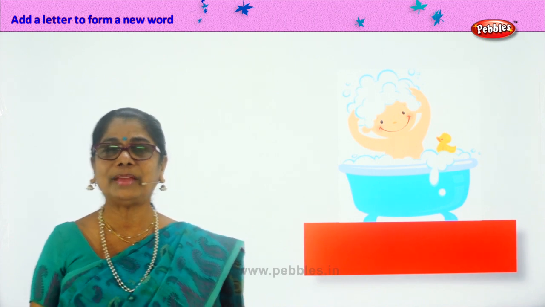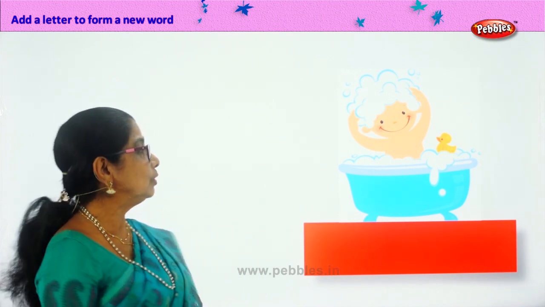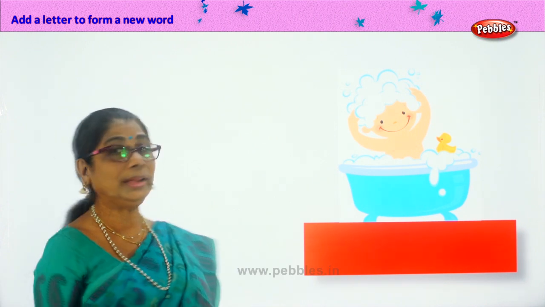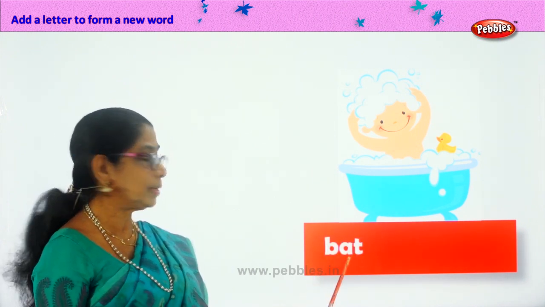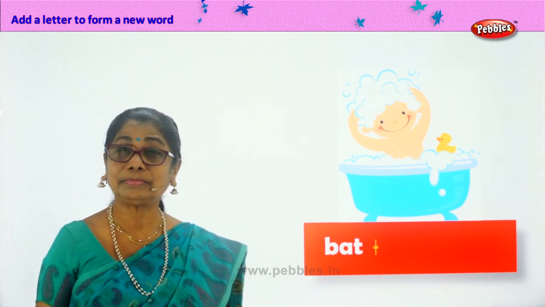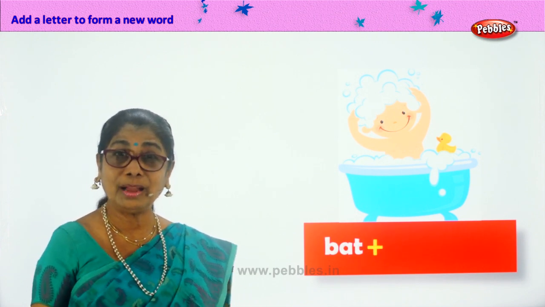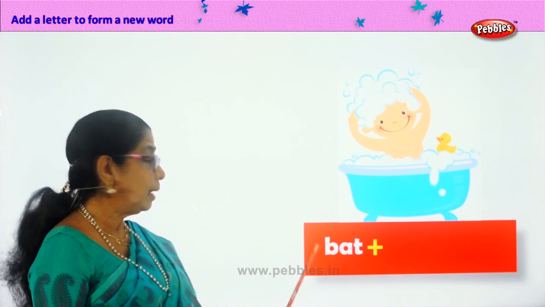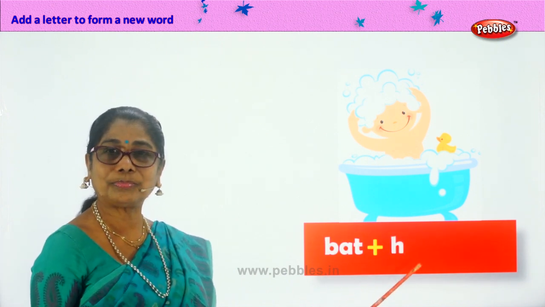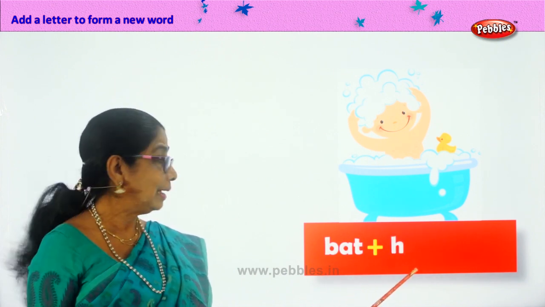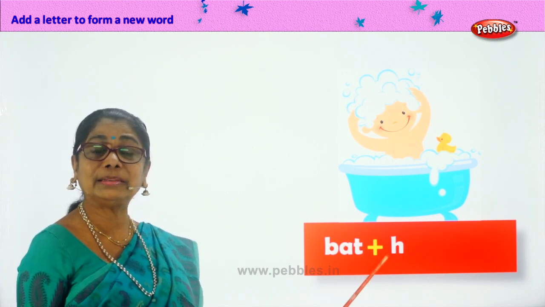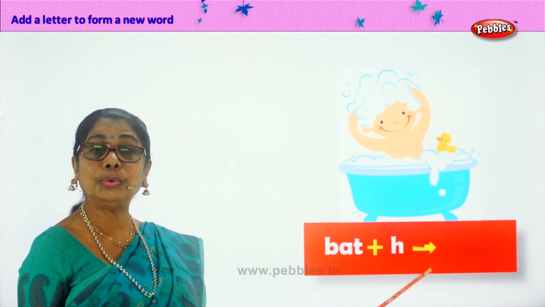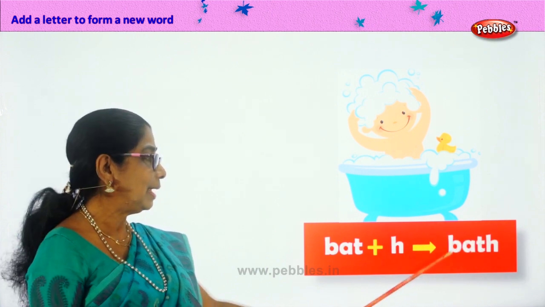Little baby is having a nice bubble bath. It's got a toy floating around here. Good. Let's look at the word bat. What's a bat? Use bat and ball you play in a bat. Bat plus letter H. Bath, bat plus H equal to bath.